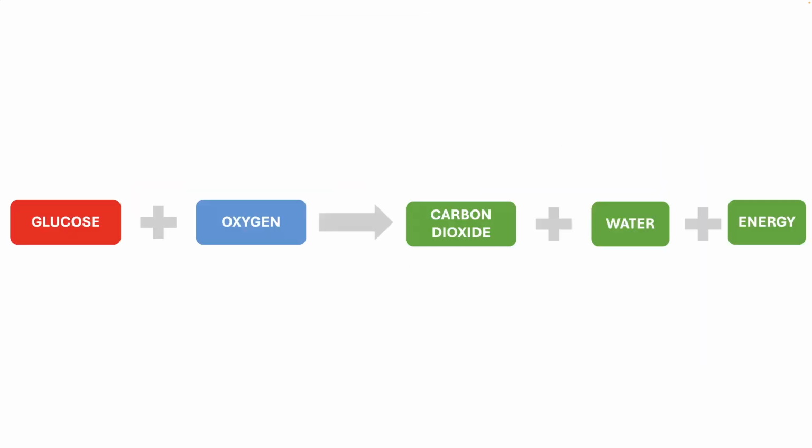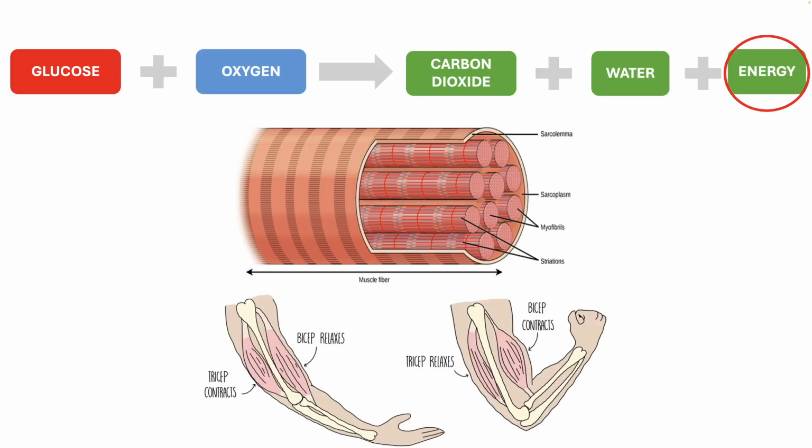Here's a quick look at what aerobic respiration looks like in an animal cell. As you can see, the result is the release of energy, which is why you find a lot more of these mitochondria in something like muscle cells, which need a lot of energy to let you contract and relax your muscles and move them around. So, to sum it up, mitochondria are the site of aerobic respiration in the cell.